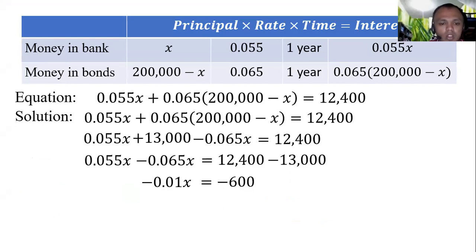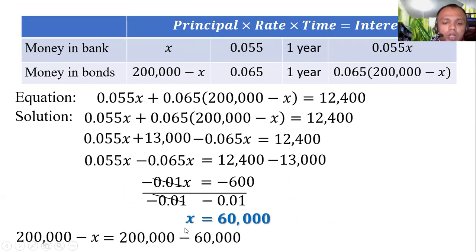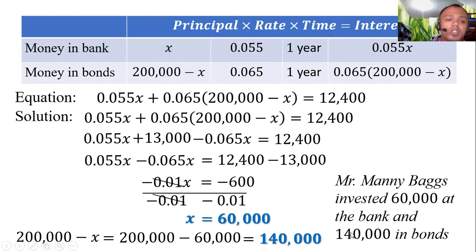Now, divide both sides by negative 0.01. Cancel this out. We have x is equal to negative 600 divided by negative 0.01. That would be equal to 60,000 for your x. So 60,000 yung principal amount niya na invest doon sa bank. And then for government bond naman, subtract natin from 200,000, then we have 200,000 minus 60,000 is equal to 140,000. So ito naman yung pera na ininvest niya doon sa government bond. Okay? So Mr. Moneybags invested 60,000 at the bank and 140,000 in bonds.